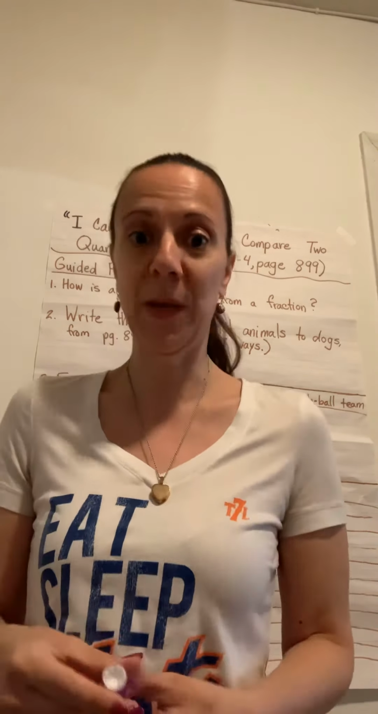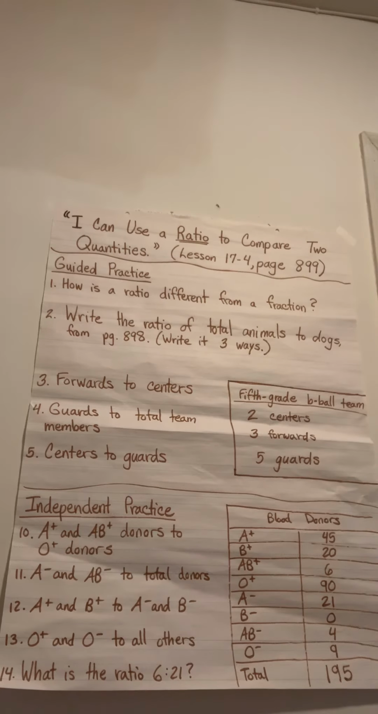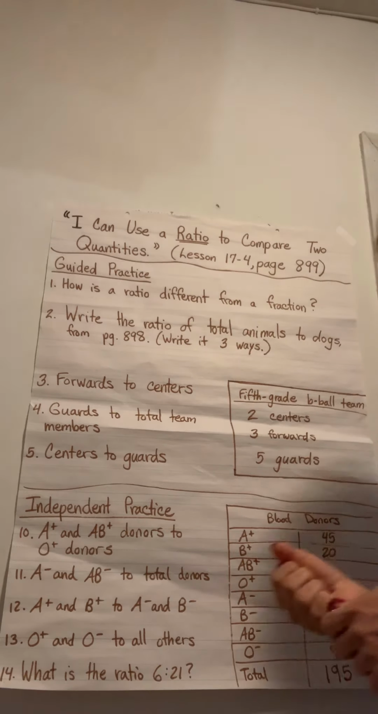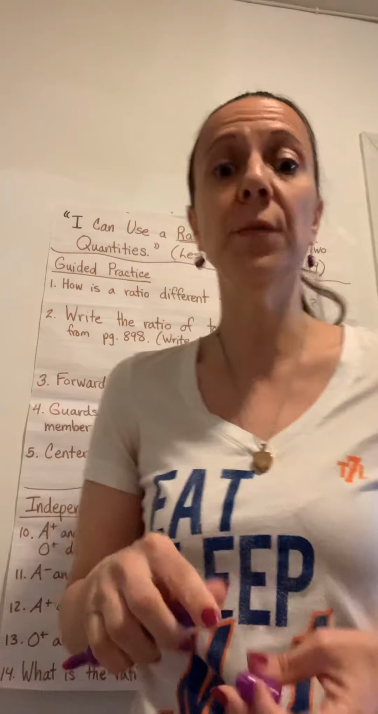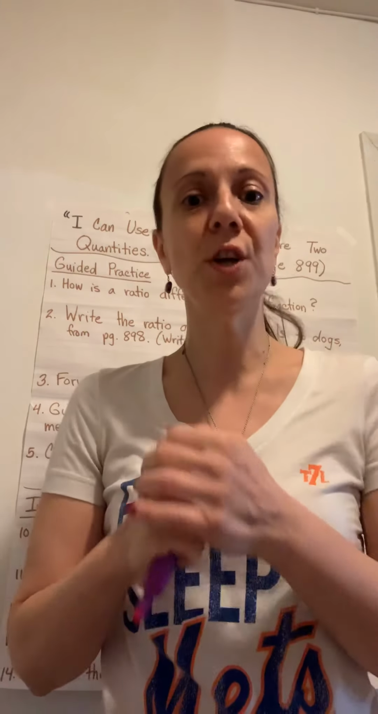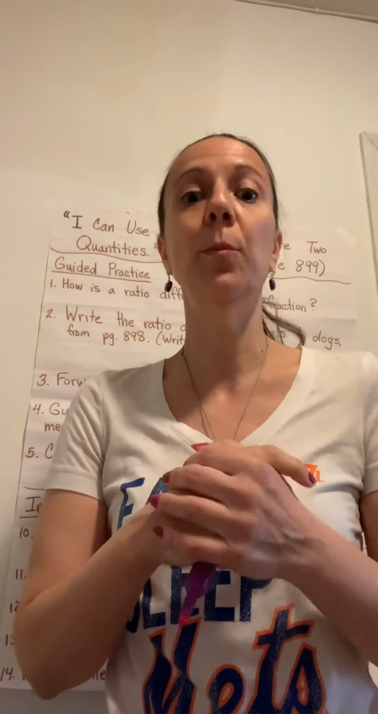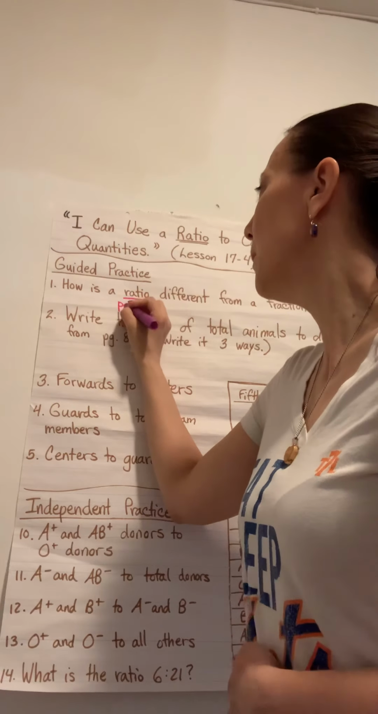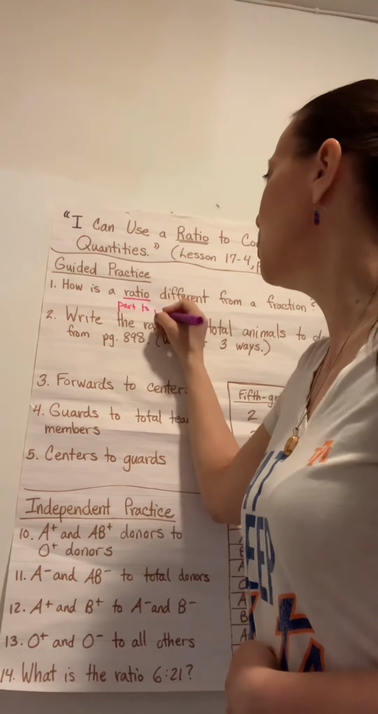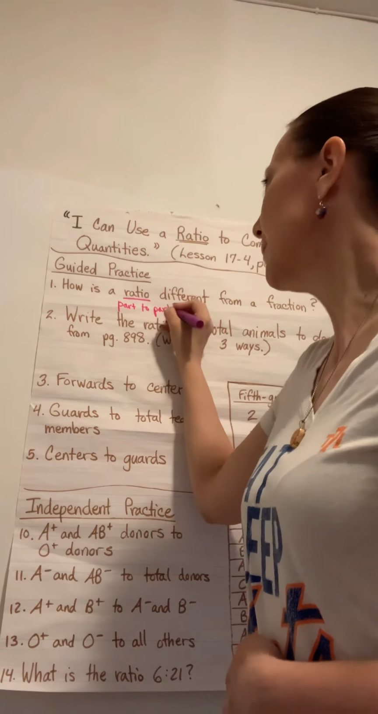Number one asks you to talk about how a ratio is different than a fraction. So ratios and fractions, in fact, as we've learned already, one way to write a ratio makes it look like a fraction. But there is one important difference. When we are talking about a ratio, we are comparing parts to parts. And when we are talking about a fraction, we are comparing the parts that we're talking about to the whole.